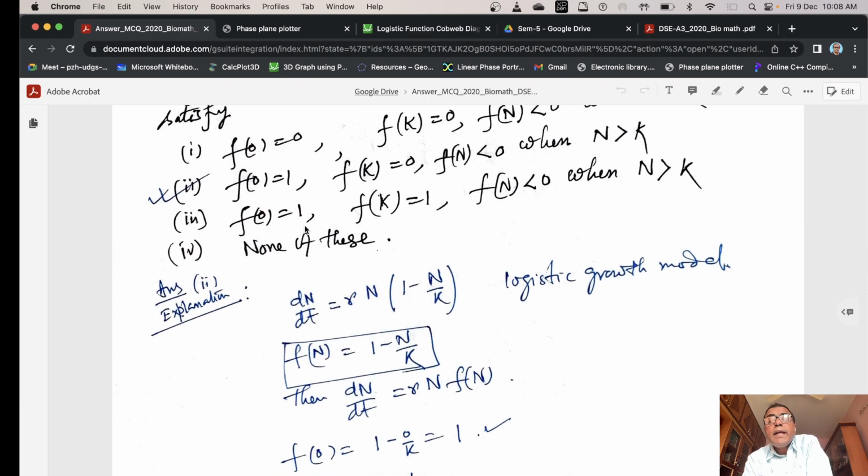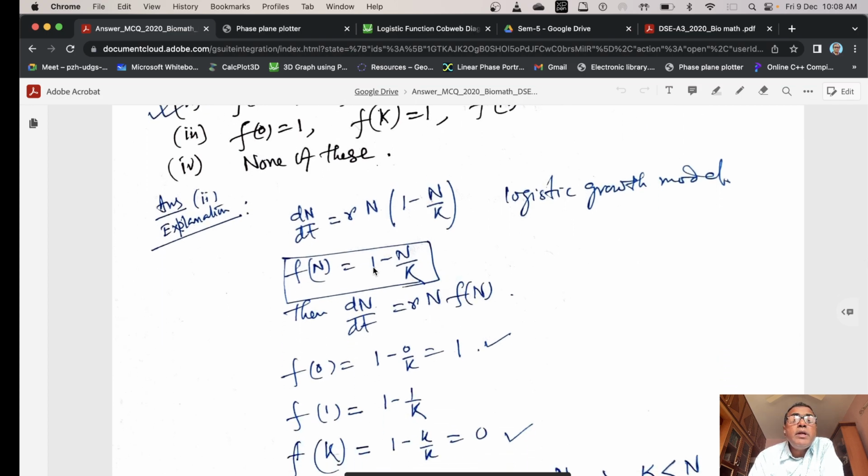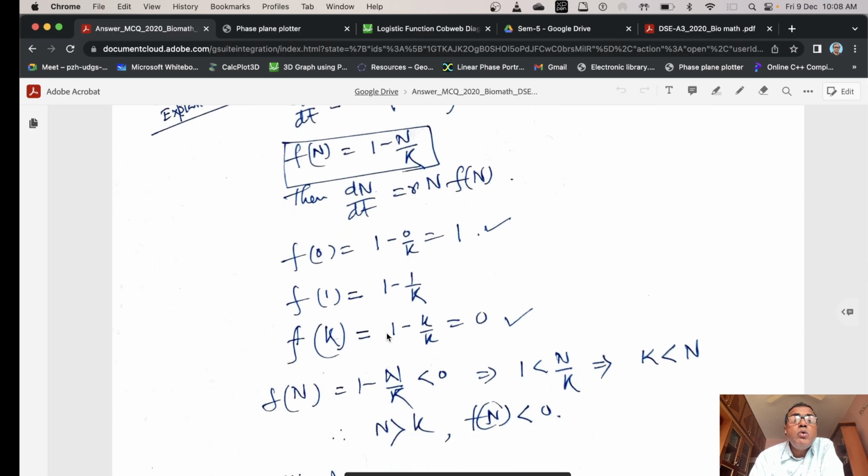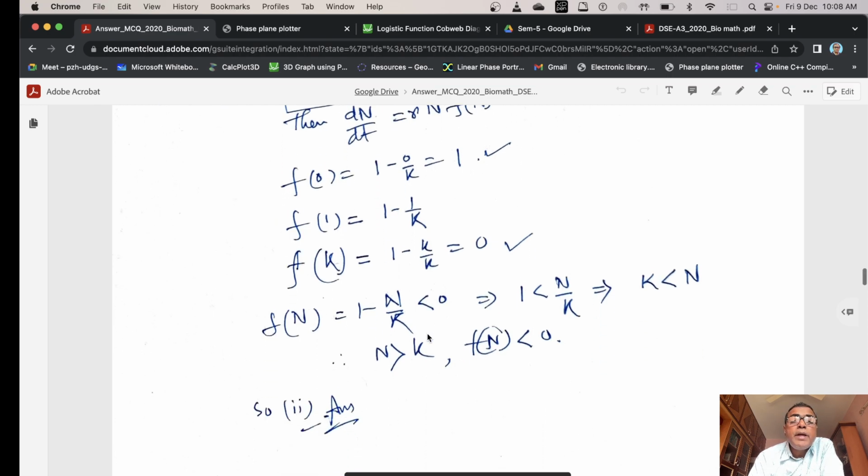If we take, for instance, the logistic growth model, dN/dt equal to rN(1 minus N by K), then comparing with the given equation dN/dt equal to rN F(N), we can take F(N) equal to 1 minus N by K. Now F(0), putting N equal to 0 here, equal to 1. And F(K) equal to 1 minus K by K, putting N equal to K in this equation. So F(K) equal to 0.